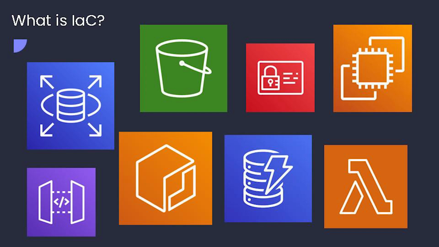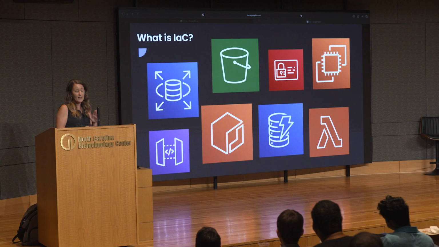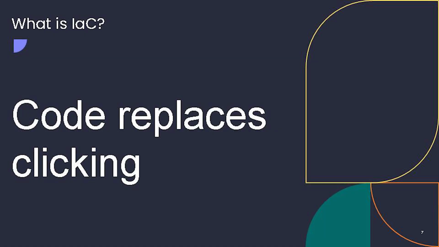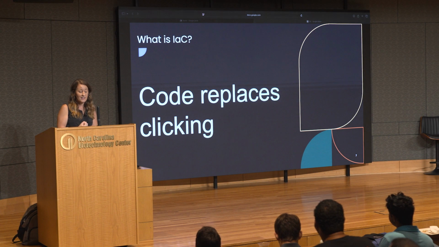Okay, so with the IAC, you can spin up all sorts of resources: storage, networks, databases, virtual machines, roles, policies, users. It's all defined in code and deployed with a command. So in short, code replaces clicking, and your infrastructure becomes smart, consistent, and way easier to manage.